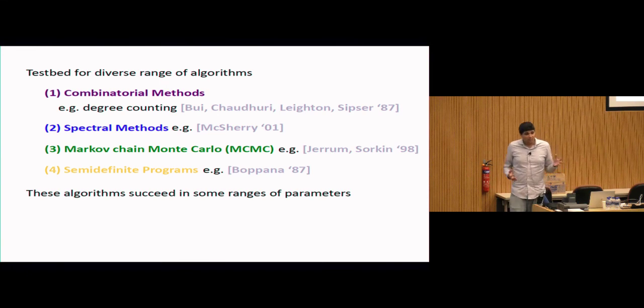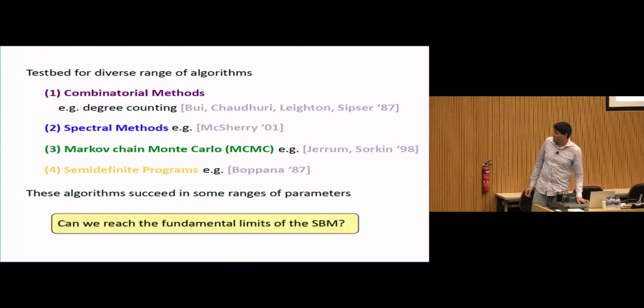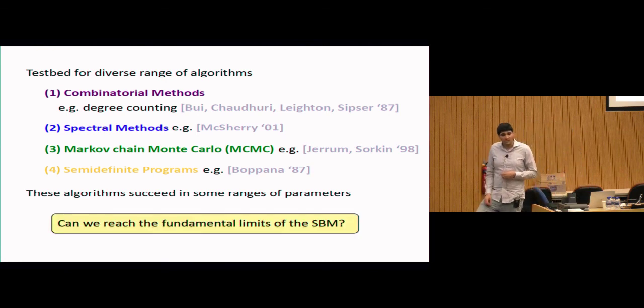And all of these algorithms succeed in some range of parameters where they're able to recover the community structure. These are parameters such as what the connection probabilities are and how balanced the communities are. But lately, there's been a revival of interest in some of these fundamental questions, asking: can we reach the information theoretic limits of when it's possible to recover the community structure?